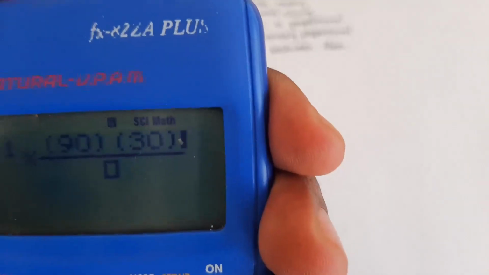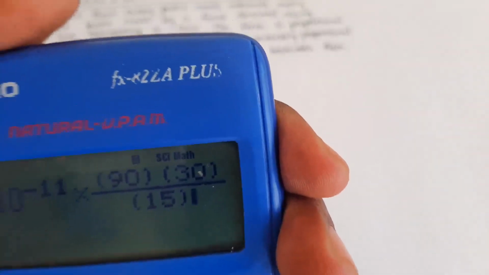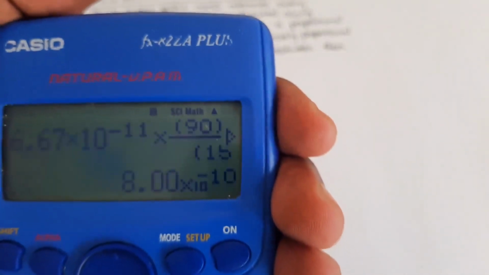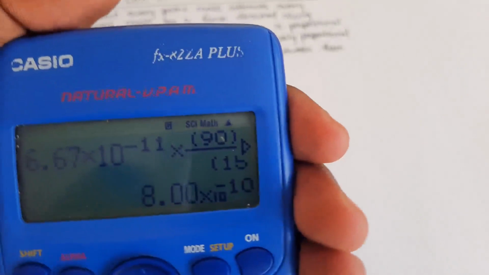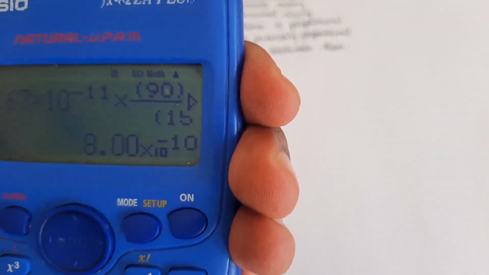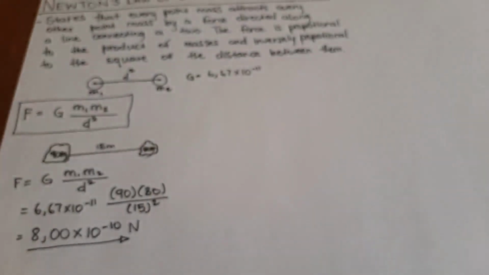Okay, 30, that's 15 squared. Yes, that's 15 squared. Press equals, and that is the same answer. Okay, 8 multiplied by 10 to the power of negative 10. Yes, that's a very small force. So that was an example.